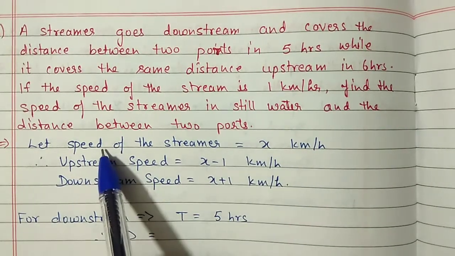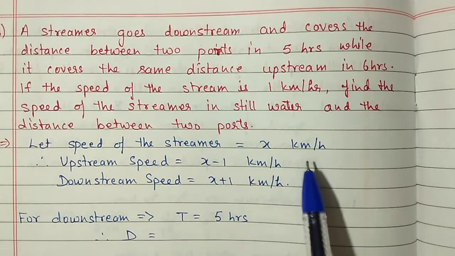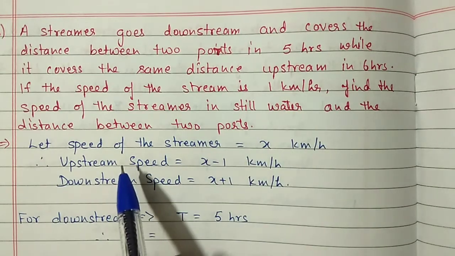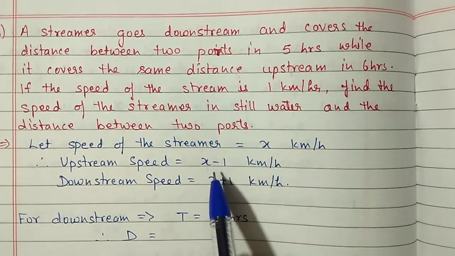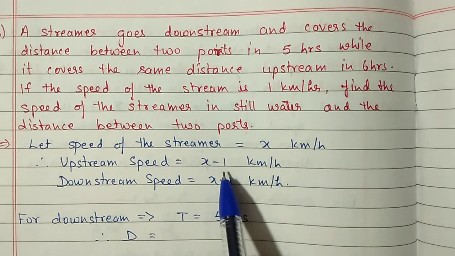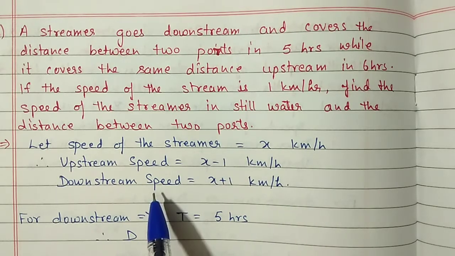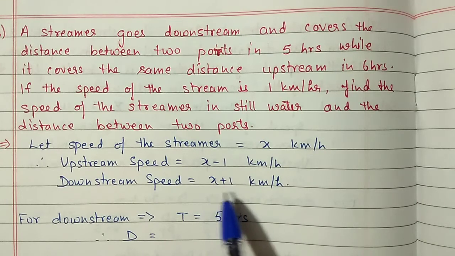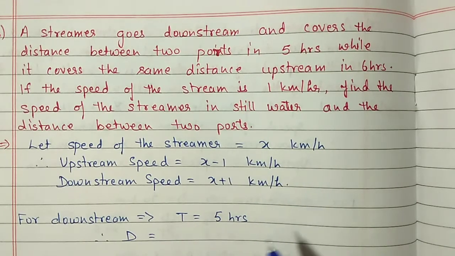So we have taken here, let the speed of the steamer be x kilometer per hour, because stream speed is 1 kilometer per hour. So upstream, when it is upstream, means both are in opposite direction. In that case speed will be x minus 1 kilometer per hour. And for downstream, when the steamer and the water are in the same direction, in that case speed will be x plus 1 kilometer per hour.